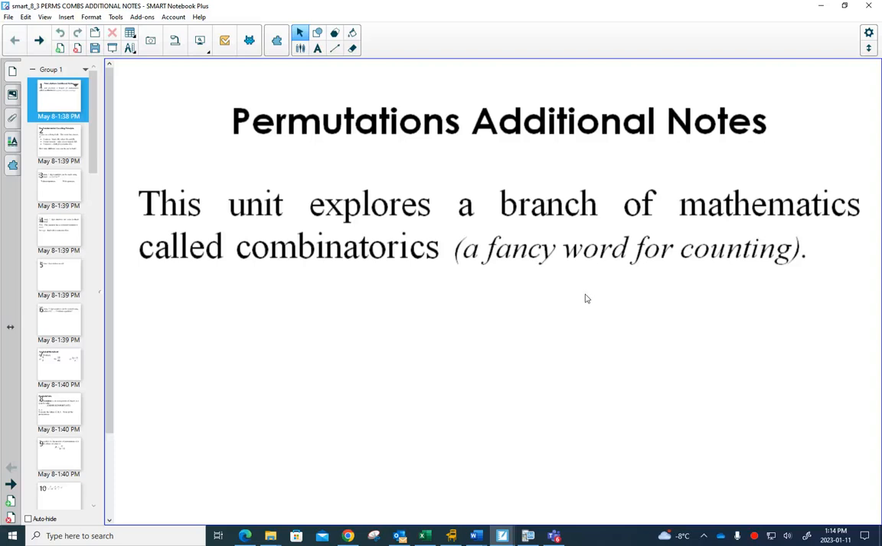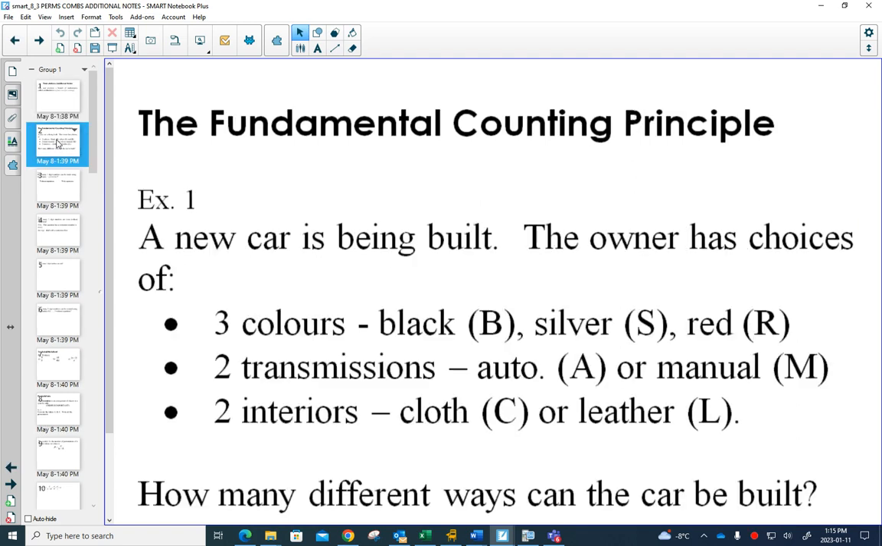Now, officially, the unit that we're doing is part of a branch of mathematics that looks at counting, and that branch of mathematics is called combinatorics. So we've done some questions like this already. The first thing that we learned was the spaces, right? Every time you make a decision, you put a space, and then you put the number of choices in each space.